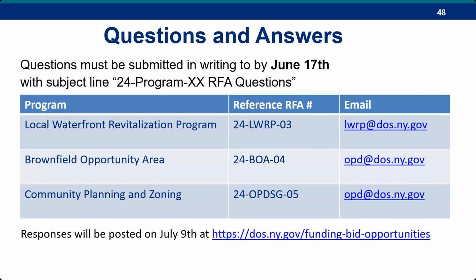When emailing, please use the subject format and the appropriate email address that you see on this slide. For example, to ask a question about the LWRP program, the subject line would read 24-LWRP-03 RFA questions, and similarly for the other programs as noted on this slide. That's just so we can keep track of them and make sure that the questions go to the appropriate folks and we get the right answers out to everyone. Responses to questions received by June 17th will be posted on the DOS website by July 9th. Please be as specific as possible in your questions. These instructions are also included in our funding and bid opportunities website as well as the RFAs.